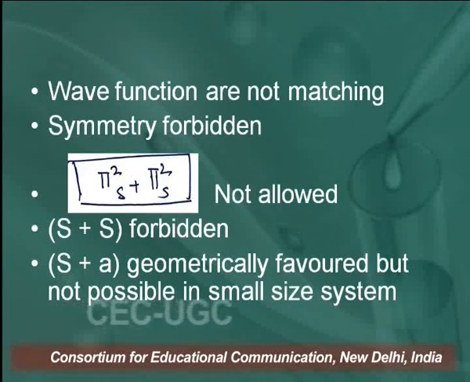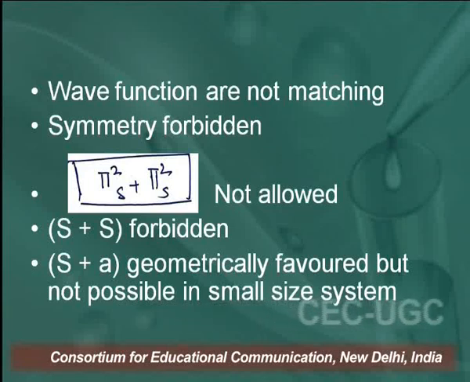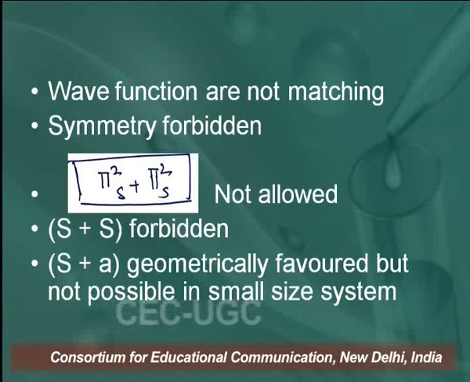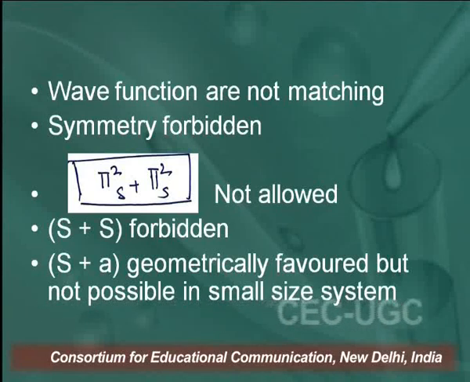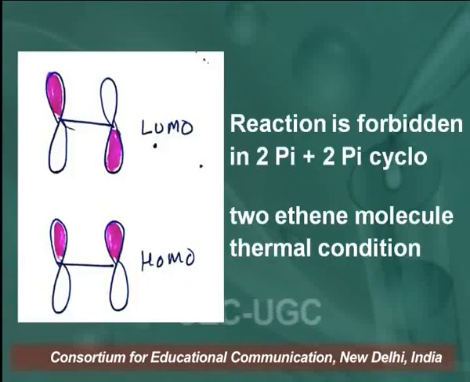So, always remember, learners, in thermal condition superficial attack or interaction is not allowed for smaller systems or smaller molecules. Pi 2s plus pi 2s represents 2 pi electrons of one reactant and 2 pi electrons of the other reactant, and s represents superficial. So, in thermal condition, in 2+2 cycloaddition reactions, s plus s, or superficial interaction, is forbidden, but s plus a, where s is superficial and a is antarafacial, is geometrically favored when the system is of bigger size. Now, the reaction is forbidden in 2 pi plus 2 pi cycloaddition reactions.